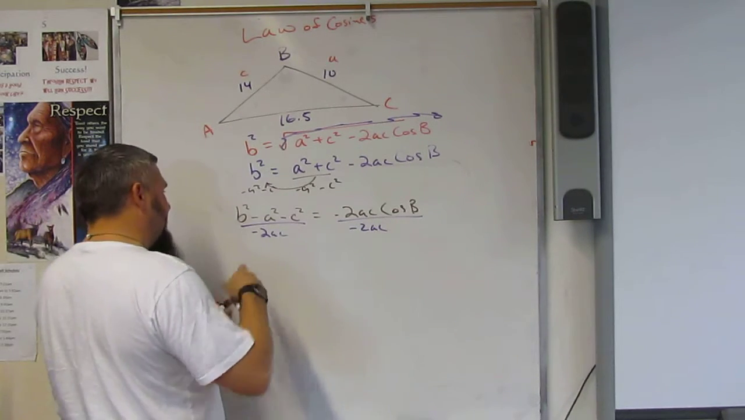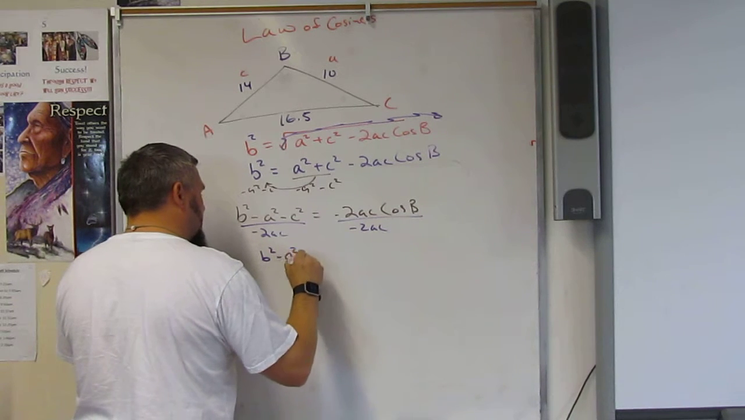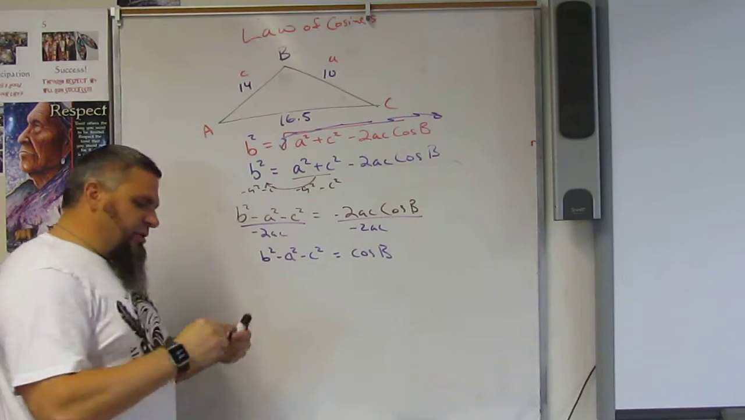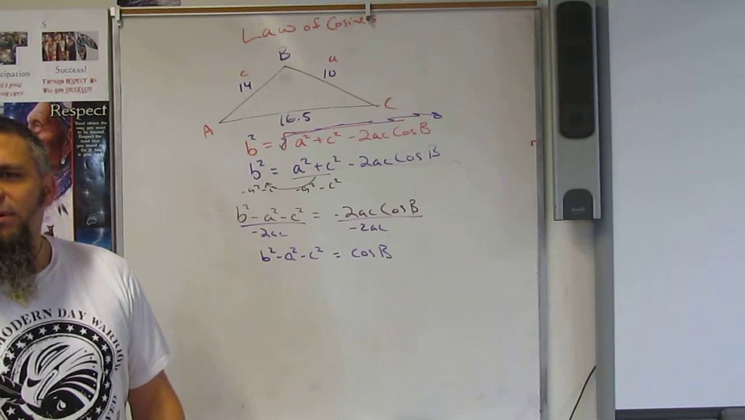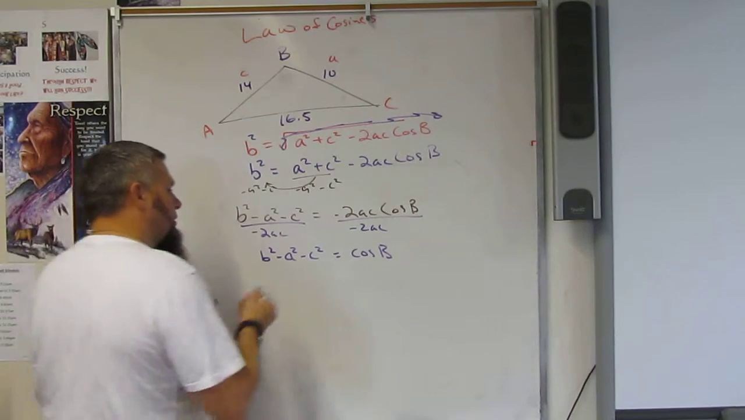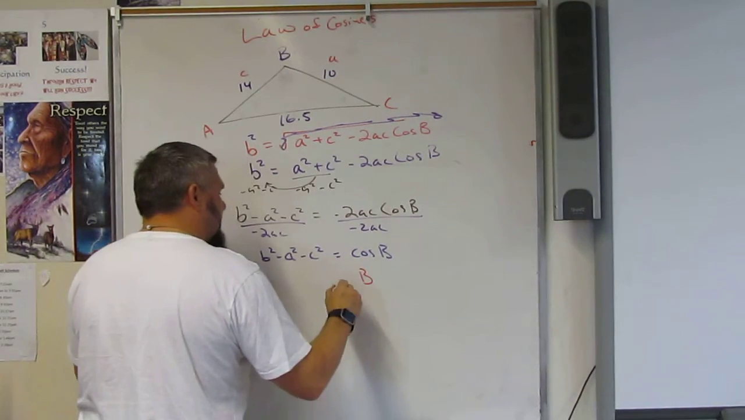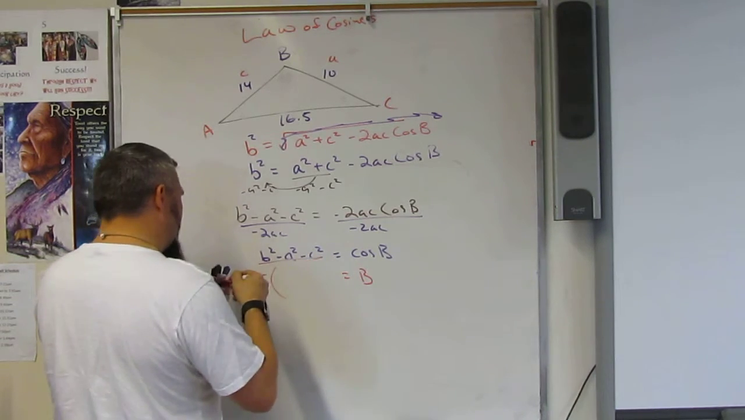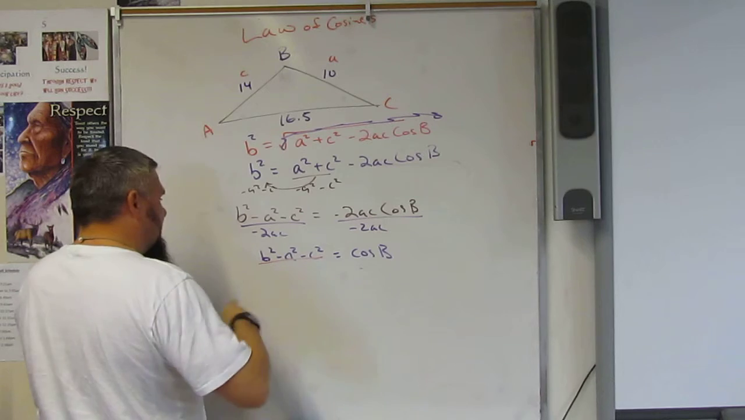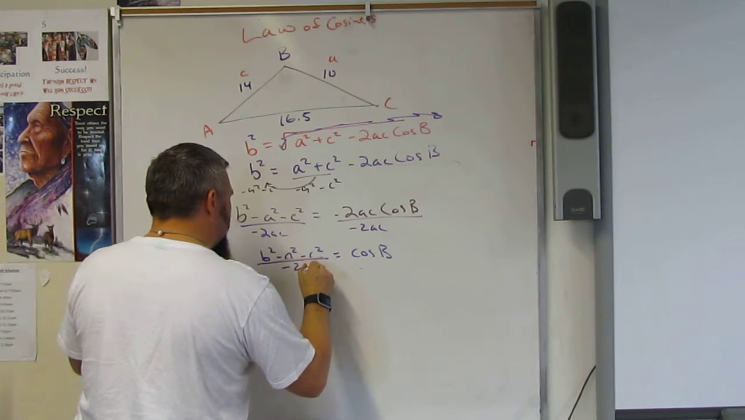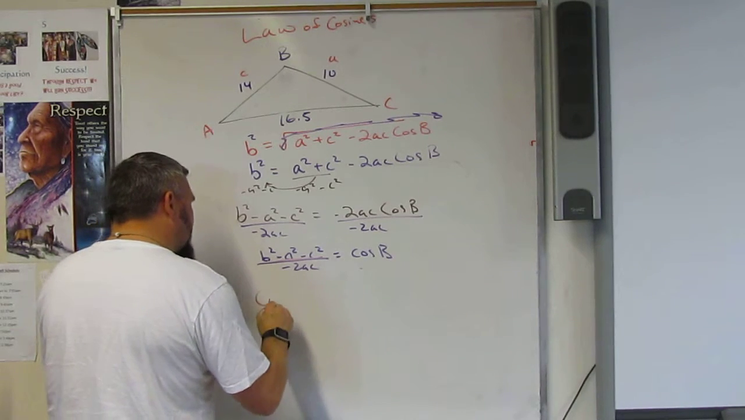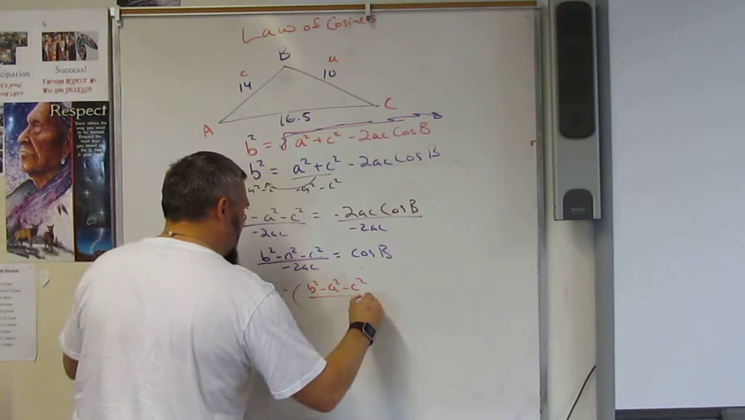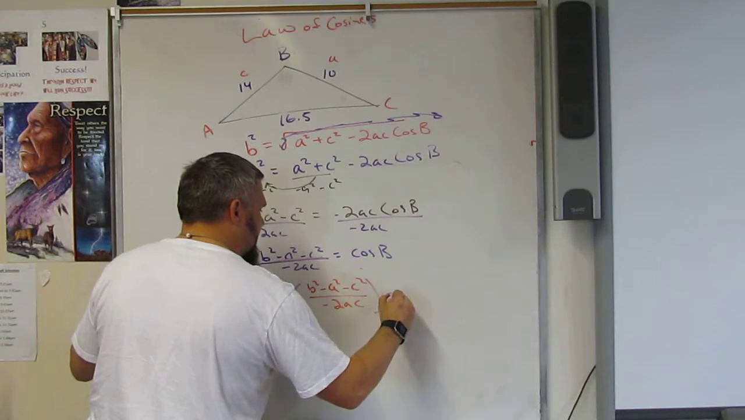So what I have here is b squared minus a squared minus c squared equals cosine b. And what I'm going to do here is get b alone. How do I get b alone? Inverse. Right? So I take the inverse. So now b is equal to the cosine inverse of, oops, this was all over, sorry, got excited, went too fast. This is all over negative 2ac, right? And so now I'm going to find the cosine inverse of b squared minus a squared minus c squared all over negative 2ac is equal to b.